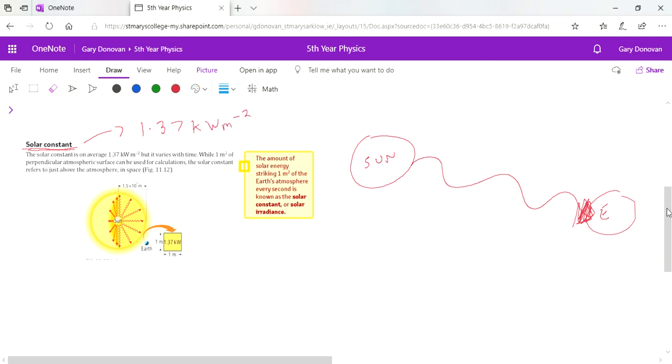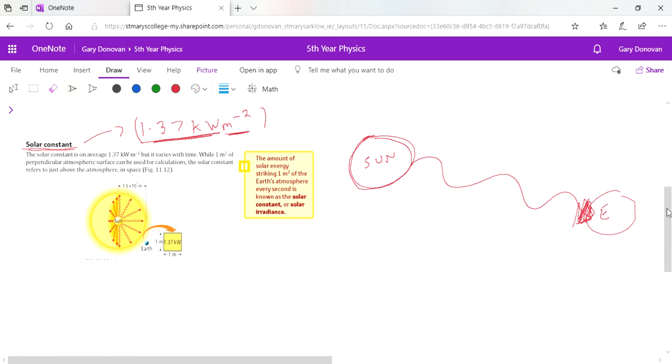So what does that mean? It means 1.37 kilojoules of energy is falling on every meter squared of the earth every second. That's what that unit means. Now this does change. It changes depending on how much energy the sun is giving out, because it changes slightly depending on the activity in the sun itself, and also things like cloud cover on Earth. The Earth is also sometimes closer to the sun and sometimes further away, because it has an elliptical orbit. It's not a perfectly circular orbit.